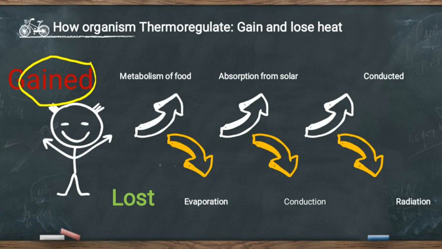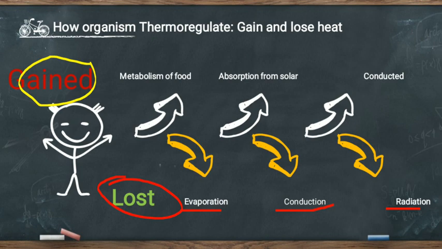In the same way, heat is lost. Heat can be lost by evaporation, conduction, or radiation. Evaporation of water during sweating, conduction from the body to the ground, or convection from the body to air, radiation from the body to the air or water.